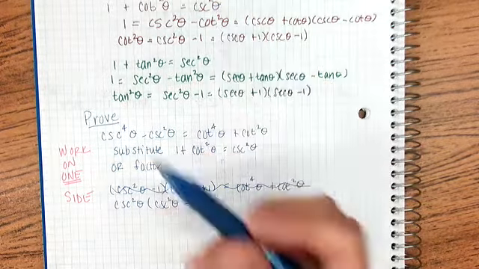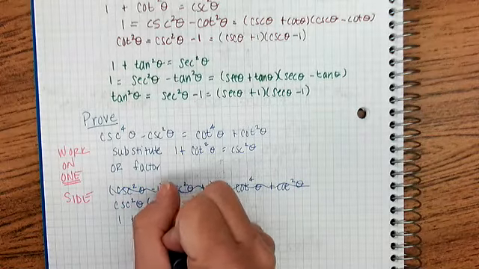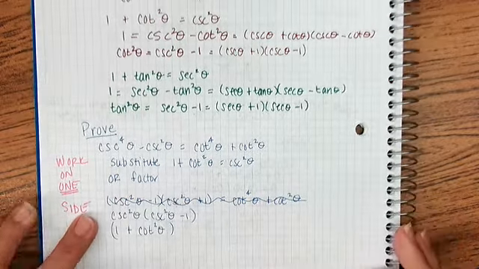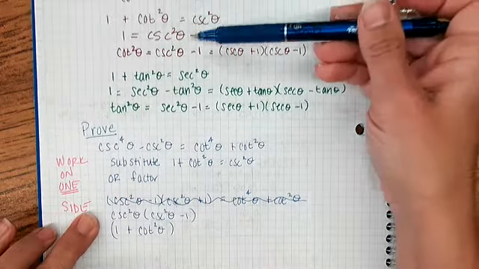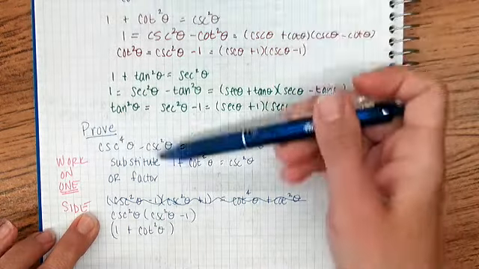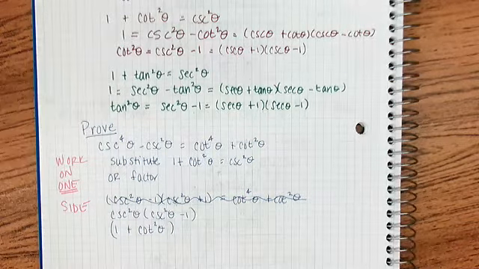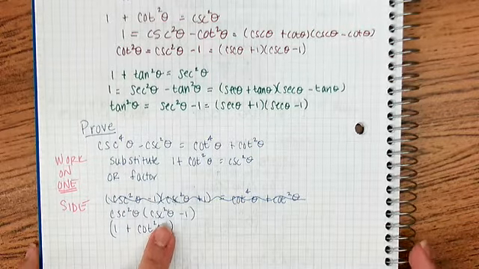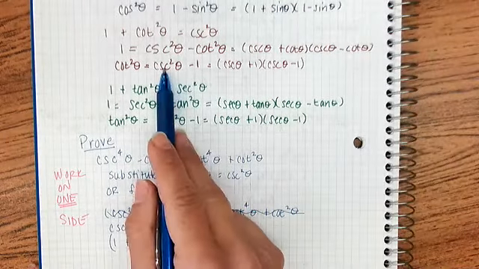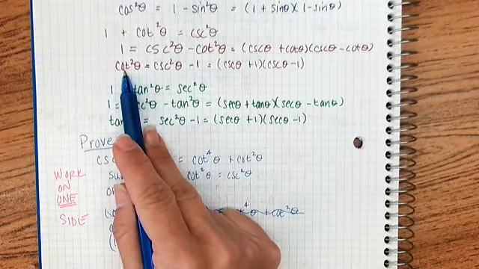Cosecant squared is 1 plus cotangent squared. I did a substitution. Cosecant squared is, where is it? 1 plus cotangent squared. So I took that out. I'm going to do another substitution. Cosecant squared minus 1. Cosecant squared minus 1 is cotangent squared.